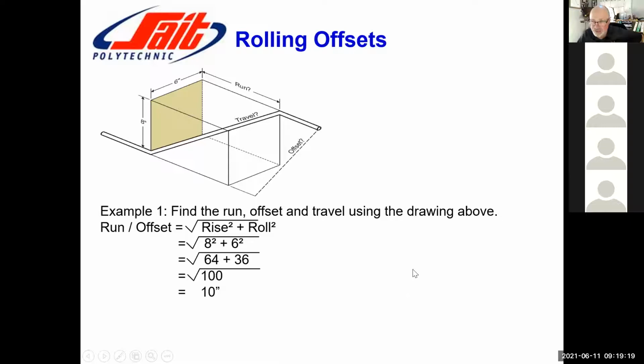Now to find the travel, we simply multiply that by 1.414, and our travel in this particular rolling offset is 14.14. The big note, if you're making notes, is these are 45s. This is the way to do it for 45 elbows. Any questions?